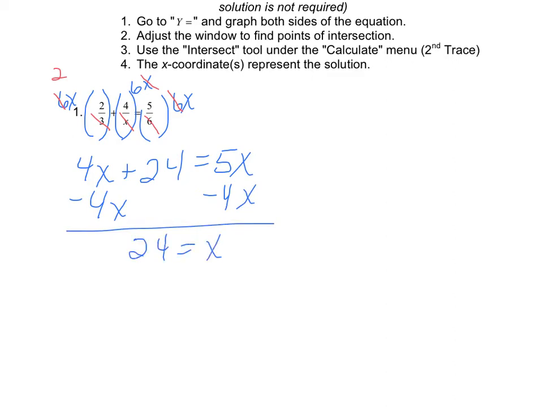I'm going to go and make sure it doesn't make any of the denominators equal to 0. It doesn't. Then I'm actually going to take my calculator out and check it. I'm going to plug it in, make sure the left side equals the right side, and in this case it does. So 24 is my answer.